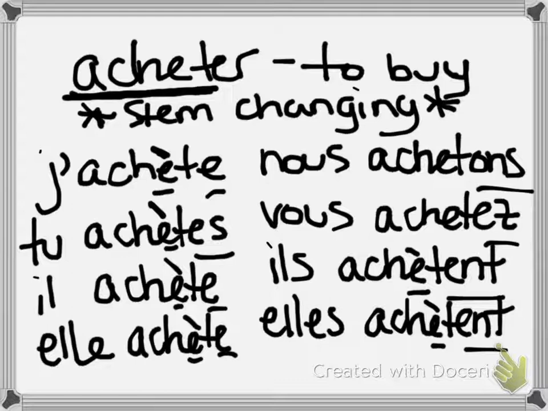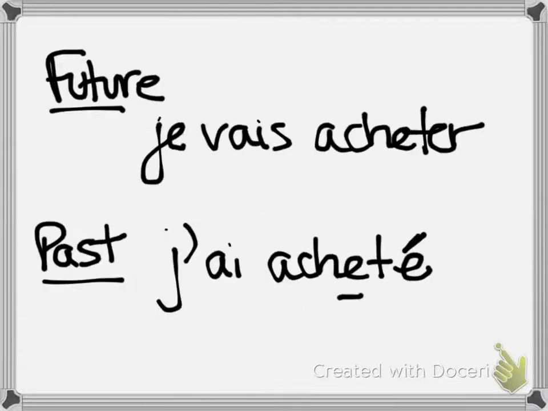J'achète. Tu achètes. Il achète. Elle achète. Nous achetons. Vous achetez. Ils achètent. Elles achètent. So this type of stem changing verb, we go from not having an accent mark to adding an accent grave, and there are some that are similar, for example, the verb amener, which we'll look at in a few minutes.